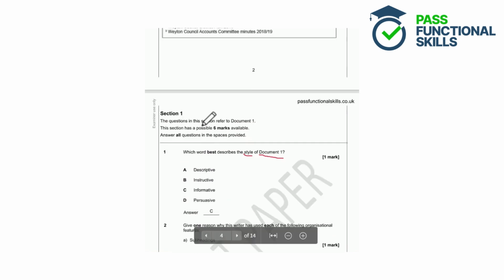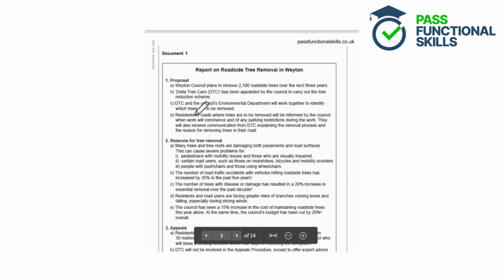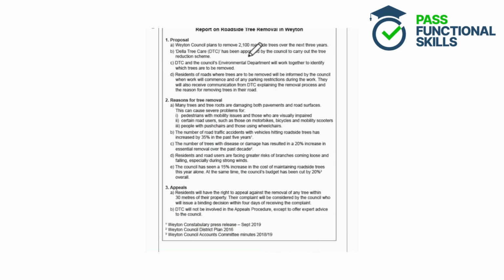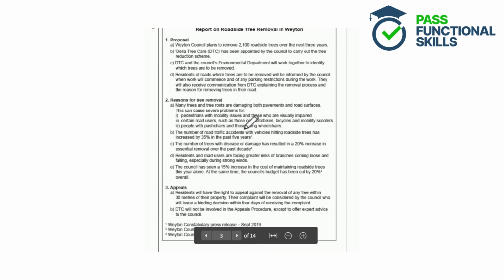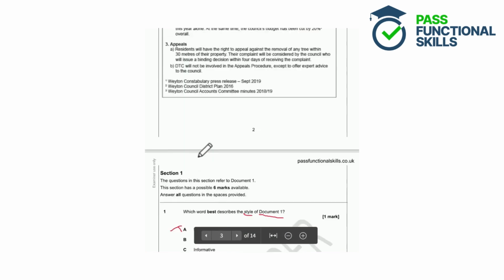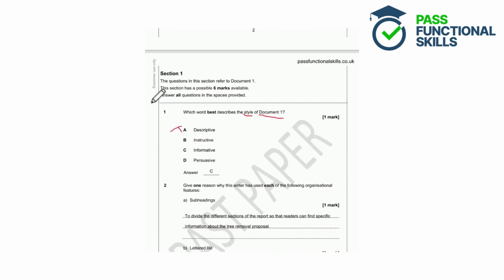So is it descriptive? Well, if we look at the document, it is not particularly descriptive. There's no descriptive language techniques such as metaphors or similes or emotive language. So we wouldn't say it is a descriptive text. So with B, instructive, well, there's no steps or instructions to follow here. We have got numbered bullet points, but they're more for the subheadings. And they're not really instructing the reader to do anything. So we can say that one is incorrect.